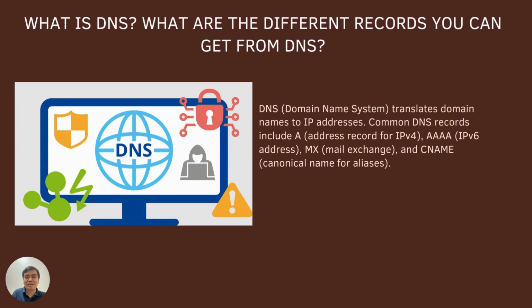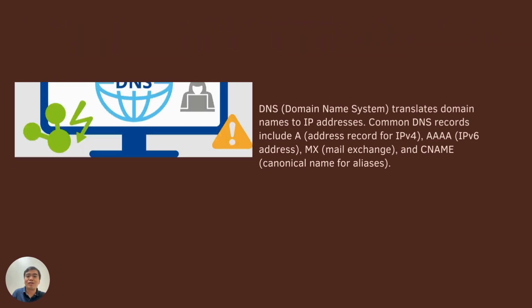What is DNS? What are the different records you can get from DNS? So, DNS stands for Domain Name System, which translates domain names to IP addresses. Common DNS records include A, the address record for IP version 4, AAAA for IP version 6 address, MX for mail exchange, and CNAME for canonical name for aliases.